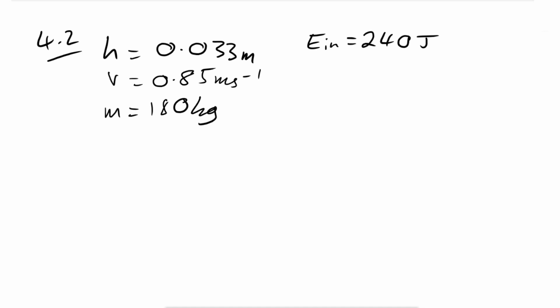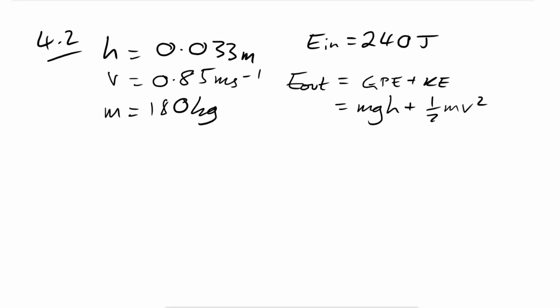Now we need to figure out how much of that has actually been used to raise the boat and provide it with GPE, but not only GPE, KE as well. So the useful energy out is going to be the GPE plus the KE, so it's mgh plus half mv squared. And you know it's going to be something to do with GPE because we've been given a height. And as I always say, if you're given a height, you know it's going to be something to do with energy. So we can factorize this.